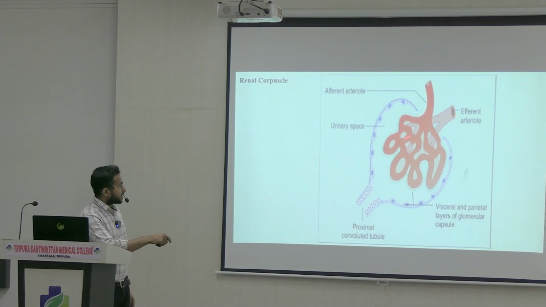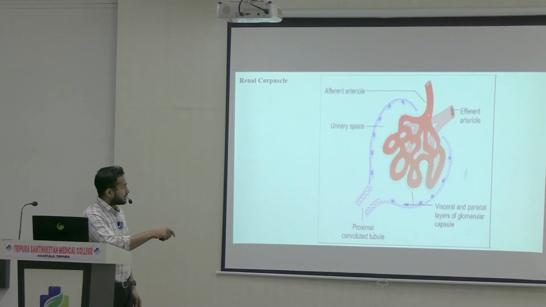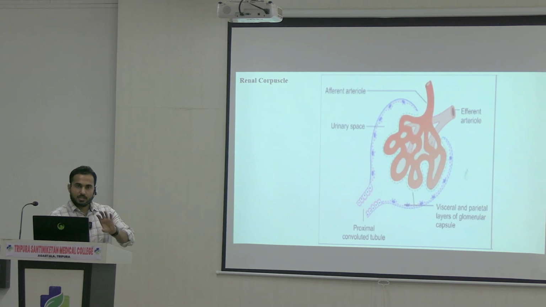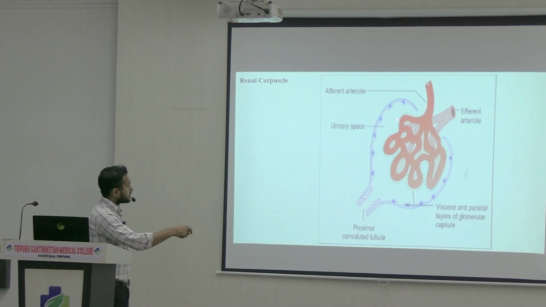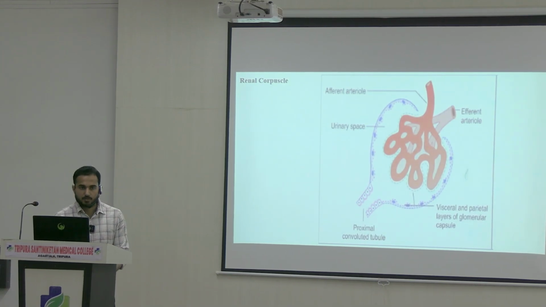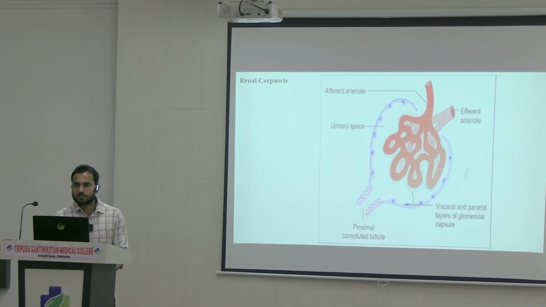Now this tuft of capillaries, you can see, is invaginating inside a cup-shaped capsule called Bowman's capsule. Once it is invaginating, just apply the concept of peritoneum which you have studied, so you will get two layers. Can you see the two layers? This is one layer, the visceral layer, and this is another layer, the parietal layer. In between these two layers, the space present is called the urinary space.